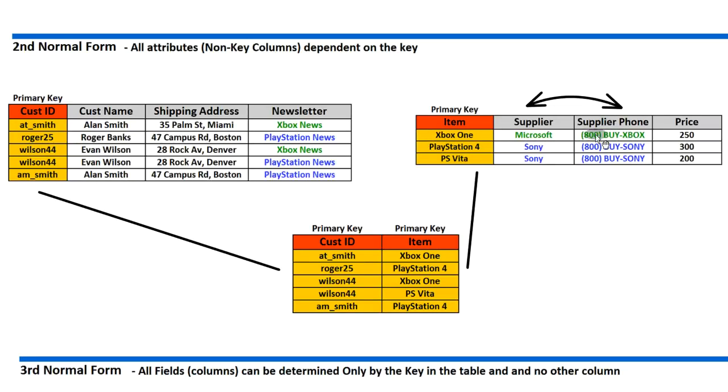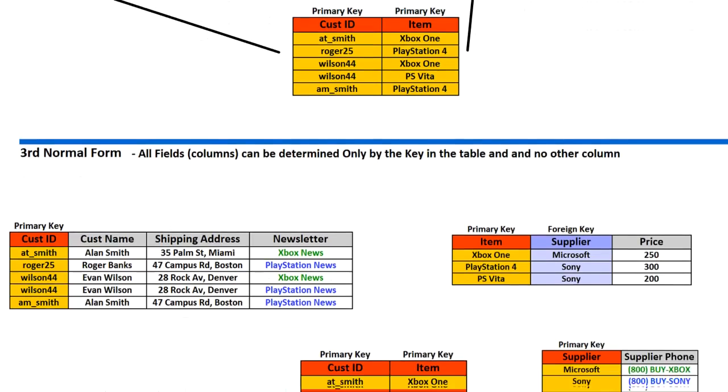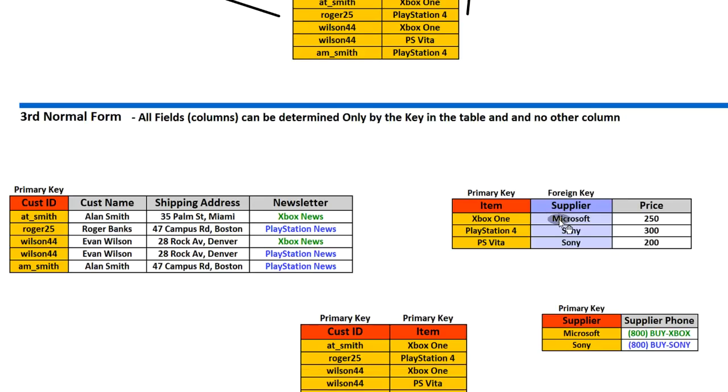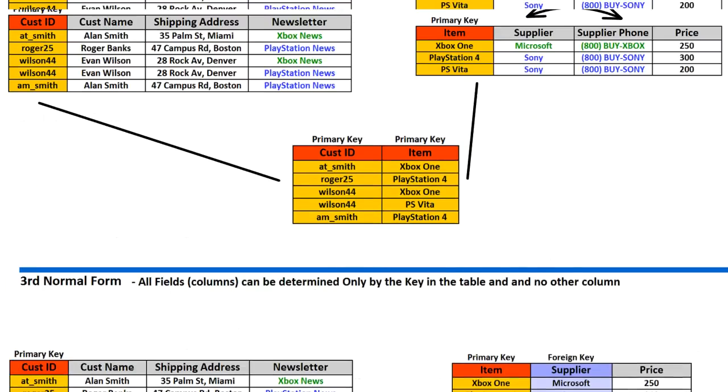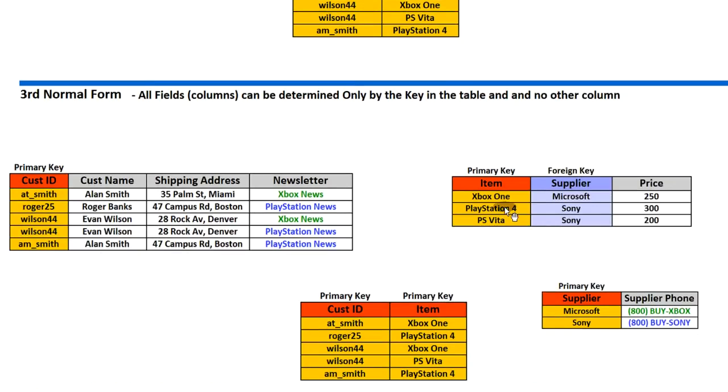So what I did is basically separate this out. This for now is going to remain unchanged, but this is separated out. So I would remove the phone number column in here. So now the item is supplied by Microsoft and it's 250, but the phone number is listed here.